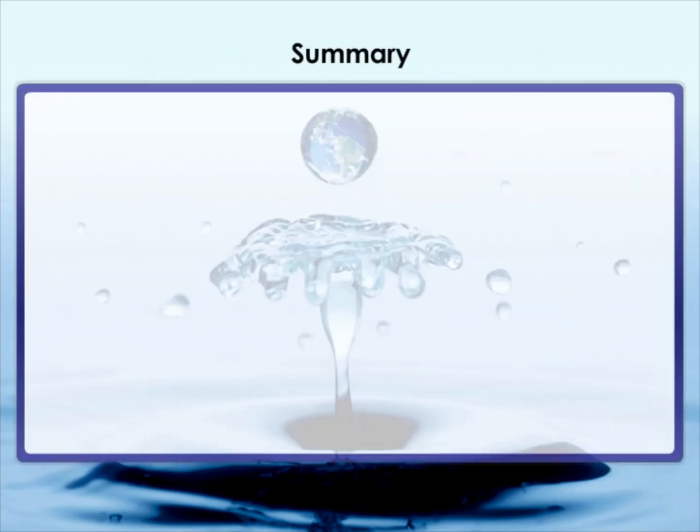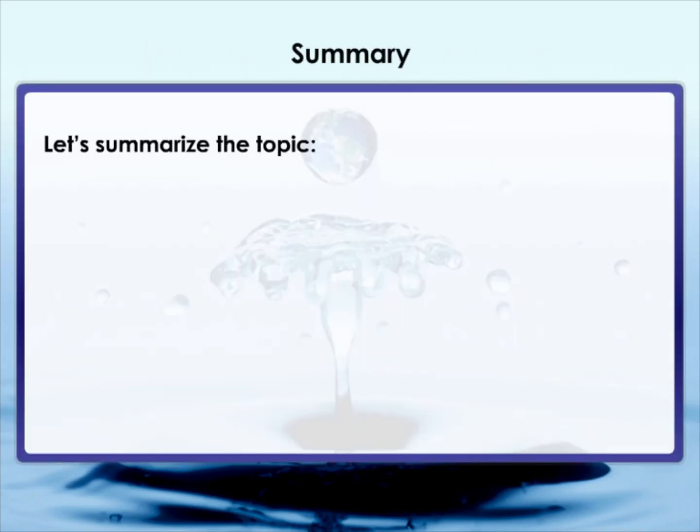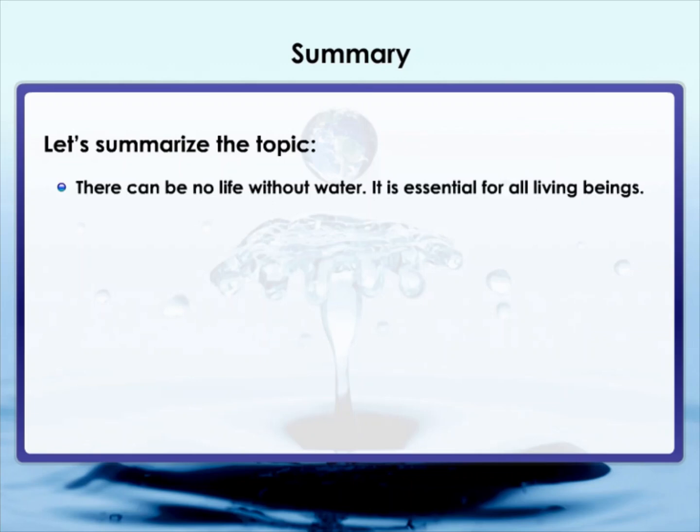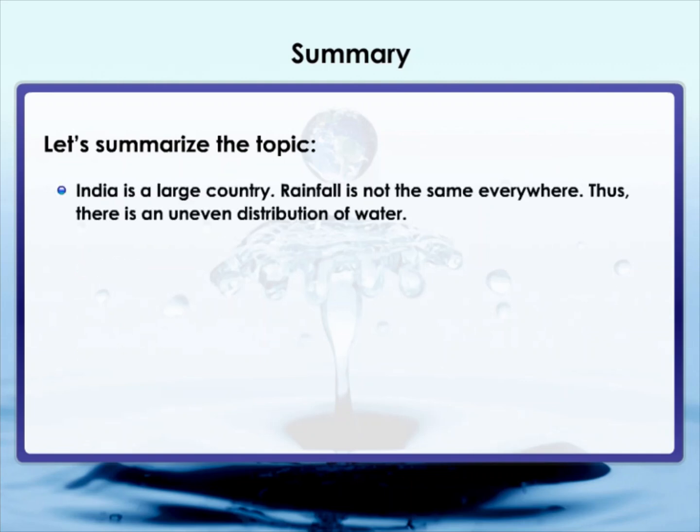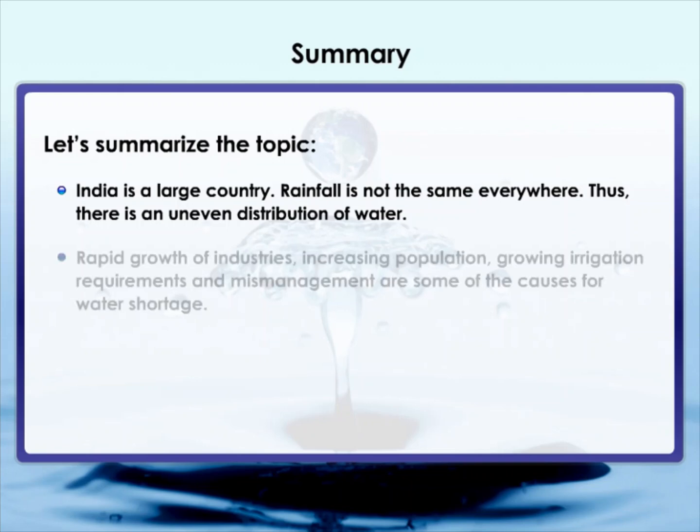Summary. Let's summarize the topic. There can be no life without water. It is essential for all living beings. Water exists in three forms: solid, liquid, vapor. India is a large country. Rainfall is not the same everywhere. Thus, there is an uneven distribution of water.